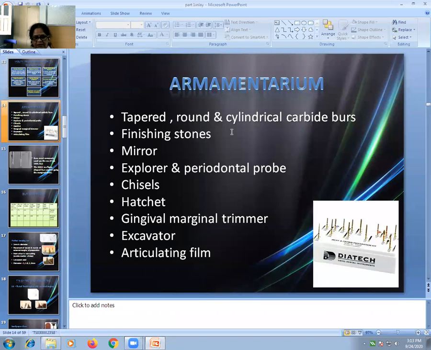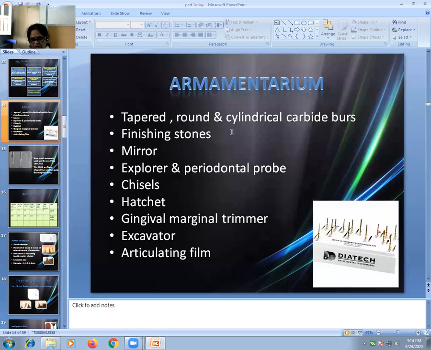So in this, what is the armamentarium, what are the burrs required? We are taking the tapered round cylindrical burrs, the 169, 171, 271, along with the flame shape burrs. Then you need the finishing stones, mirror, explorer and periodontal probe, chisels, hatchets, gingival marginal trimmer, excavators, and articulating film to adjust the occlusion.